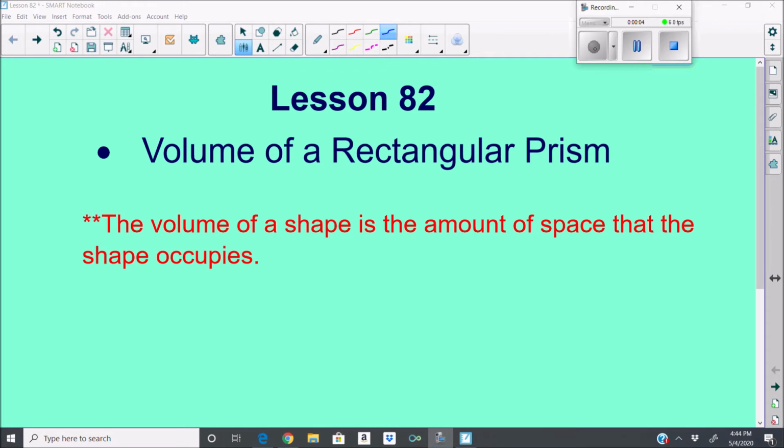Hello class, this is math lesson 82, finding the volume of a rectangular prism. So this is a 3D figure that we're talking about.